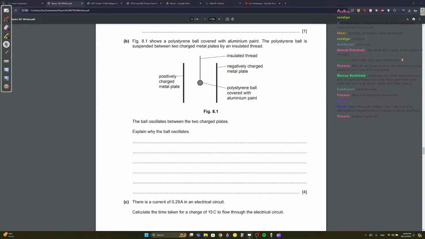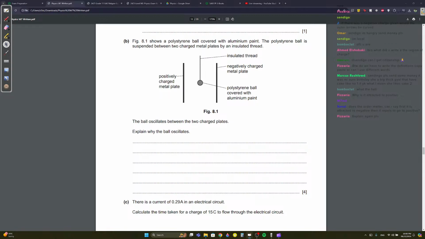Before I explain again, I think I saw a few questions here. Bro, what did you write at the region of charge? I don't understand your question. By the way, do we have to write the definitions copy paste or can I use different words? Obviously, I'd prefer you to write them copy paste. Thank you for the donation, but I'm not meowing, Habibi. I'm not going that low for money.